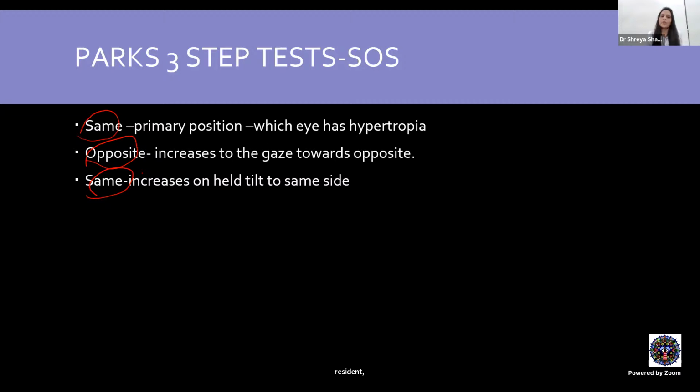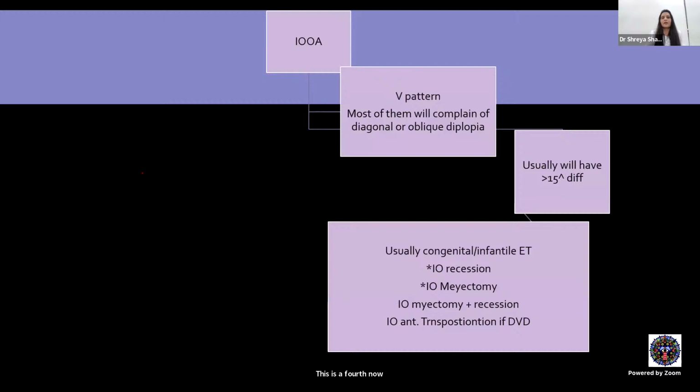The deviation can be cyclovertical. So whenever there is a superior oblique palsy, it will usually be associated with inferior oblique overaction and V pattern. Usually in this V pattern, the difference between up and down gaze will be more than 15 prism. It can be congenital or infantile, but whenever there is trauma, it can happen when there is uniocular trauma. These are the treatments available.